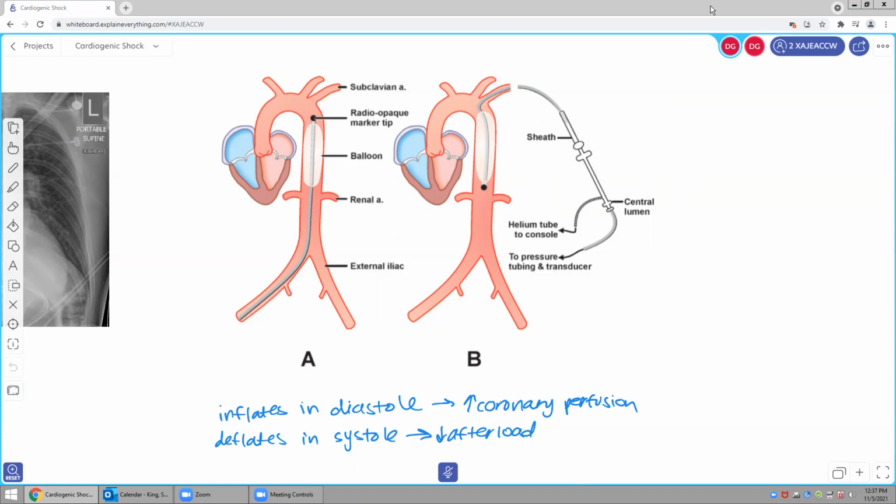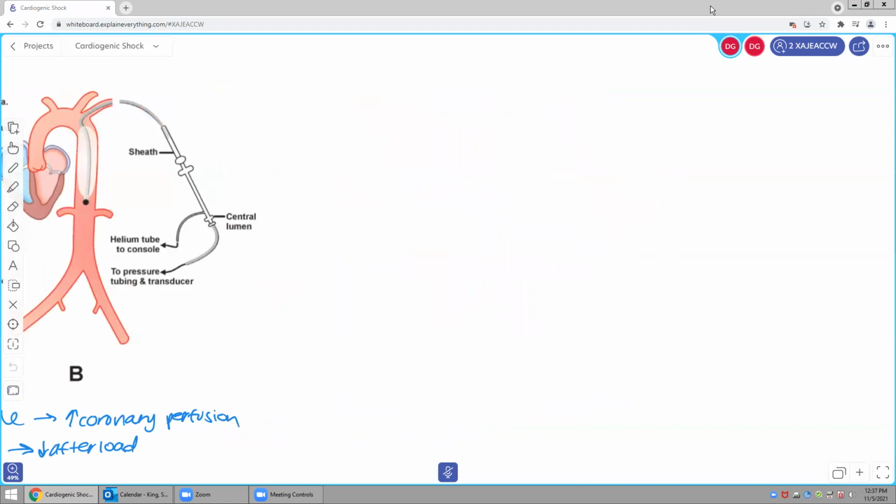And then besides a balloon pump, what's another mechanical support device you might see in a patient coming out of the cath lab in cardiogenic shock? Yeah, what's an Impeller?